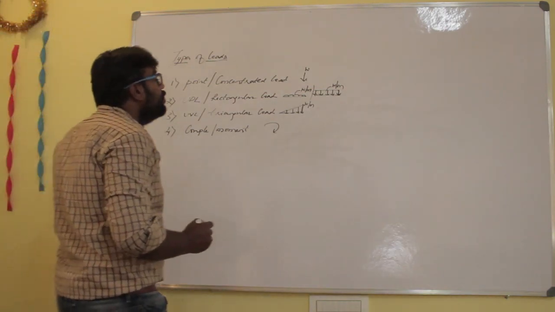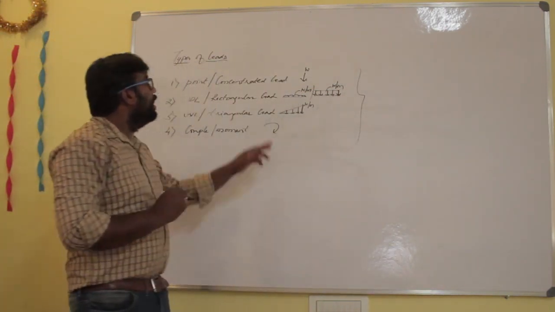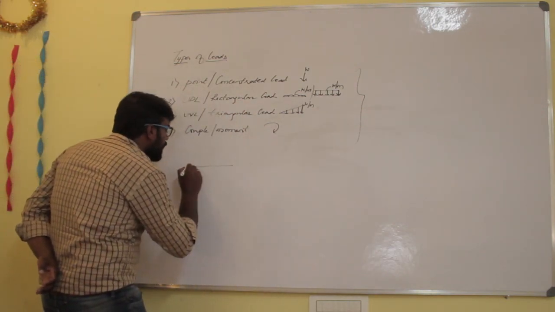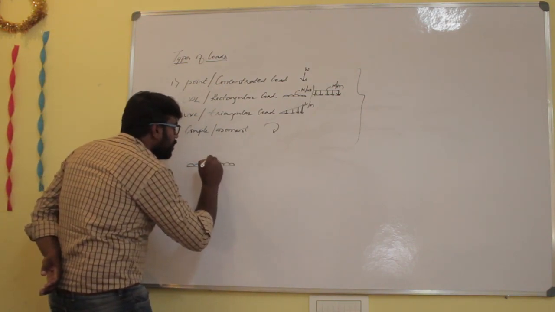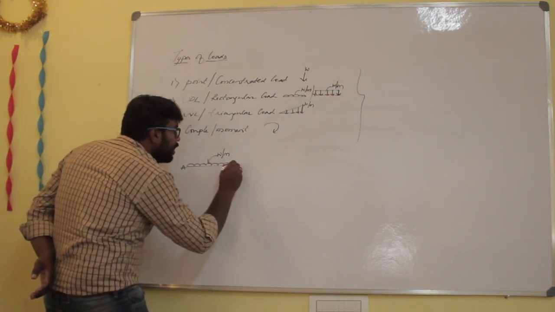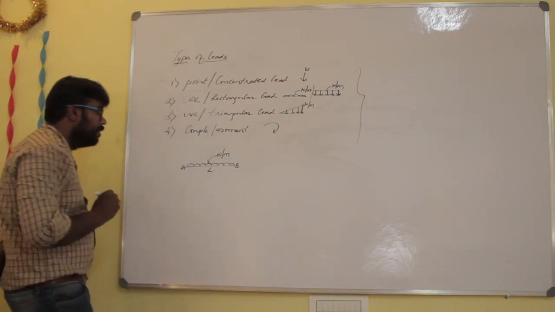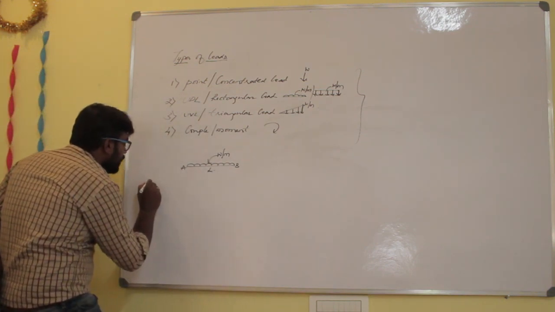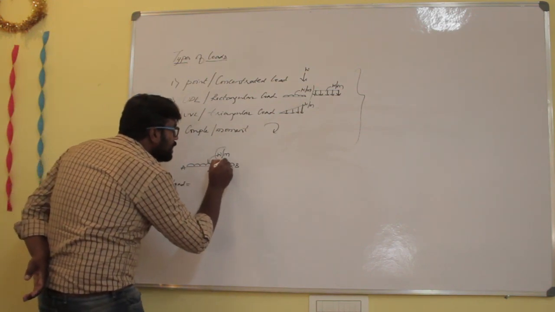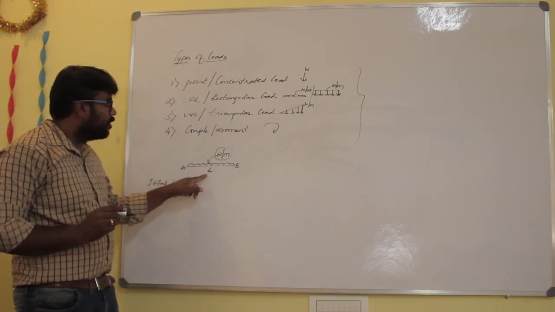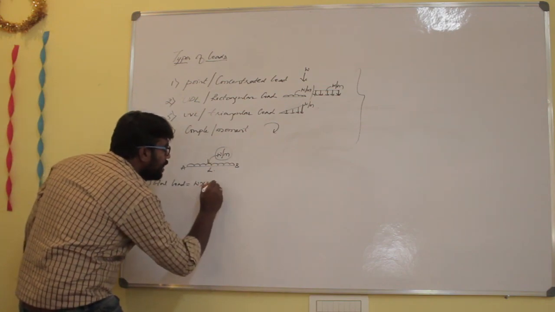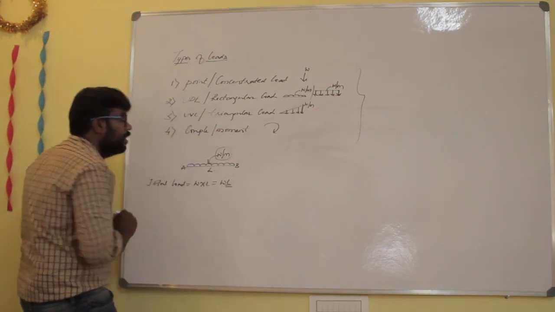Okay, now here we will study again how to convert a UDL and UVL into a point load. If UDL is acting at an intensity of W per meter, and the length of UDL is L, the total load will become intensity multiplied by length, so total load is WL.